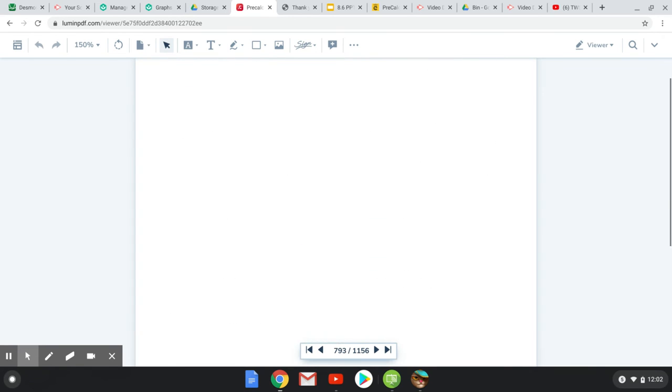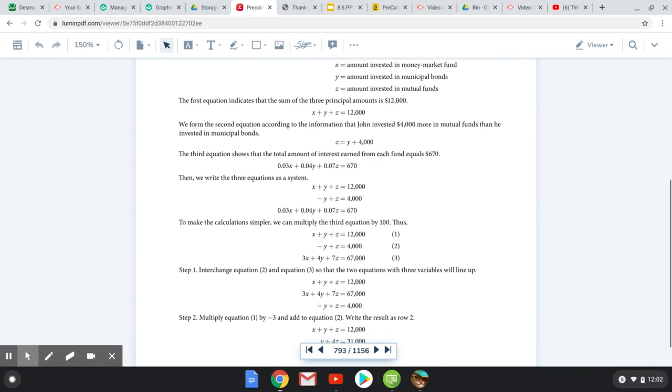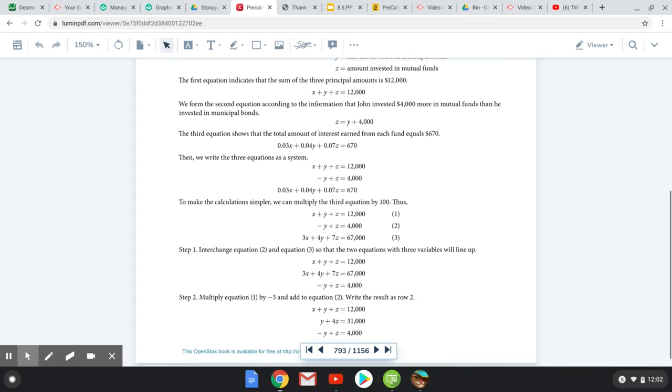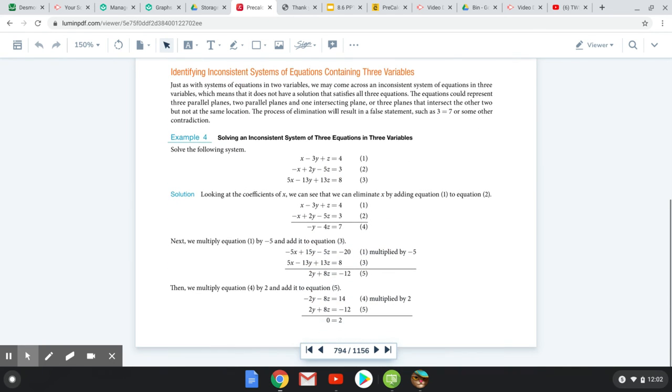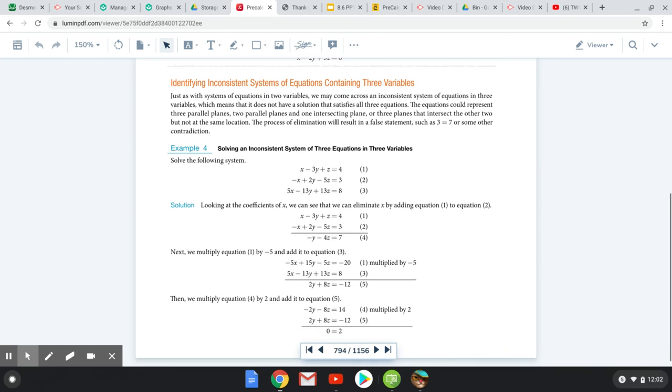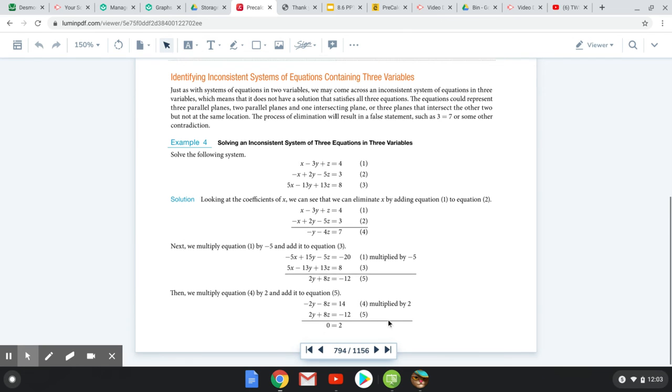But before I do that, I want to talk about what it looks like when we have no solution and infinitely many solutions. So no solution would be something like this, where we're going along and we get to a point where we have 0 equals 2. So it's just like with two equations, two unknowns. If you get to a point where you have a contradiction, that's going to be no solution.